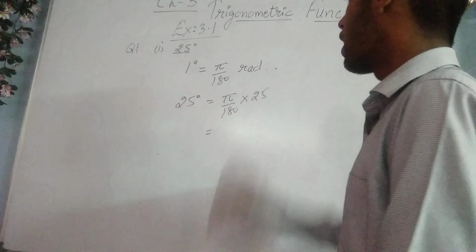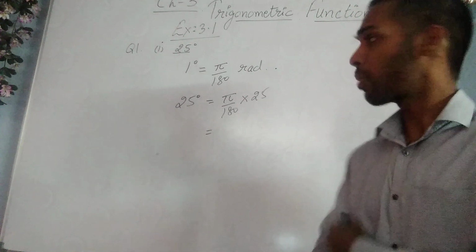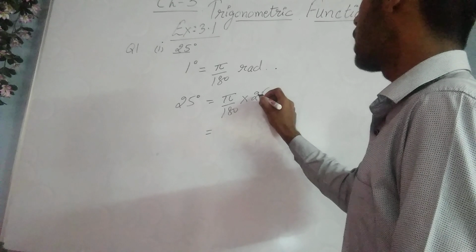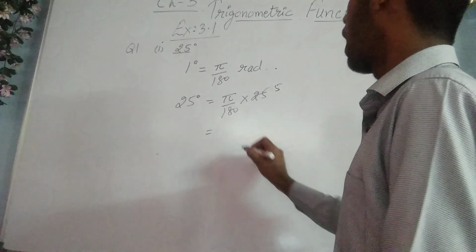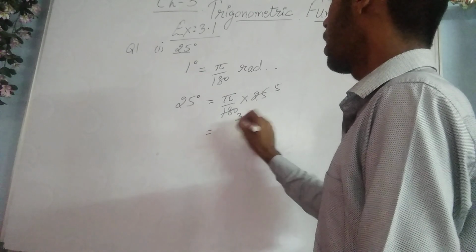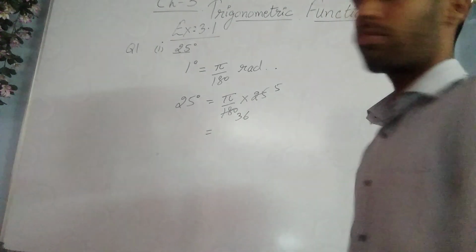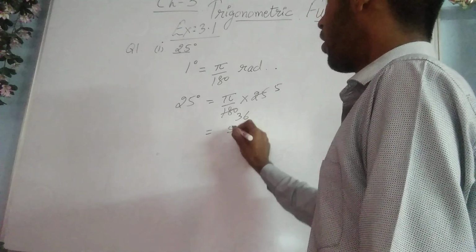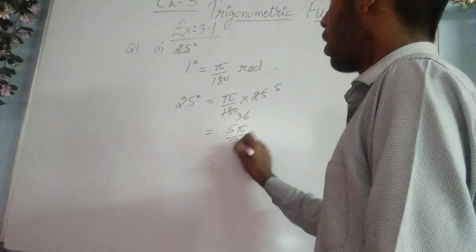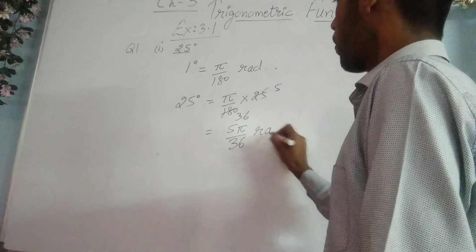So if something is getting cancelled or eliminated, you may do that. You can cancel out 5 by 5, and it's 3 and 6, 36. So your measure will be 5 pi upon 36 radians.